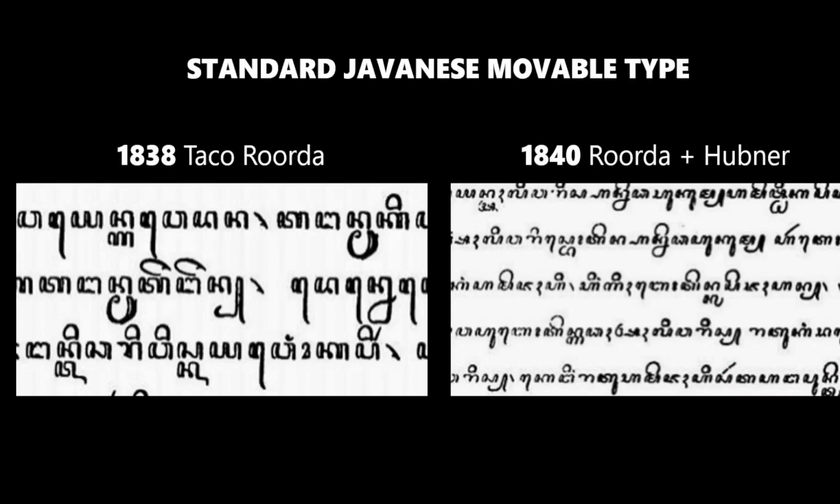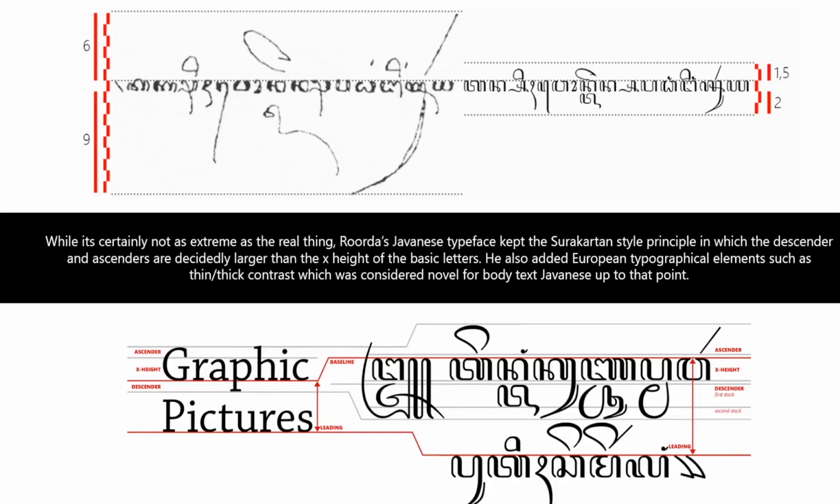His typeface was well received and would become the standard in Javanese publication for the century to come. The proportion and shape of Roder's typeface, in accordance with the wisdom of the age, is inspired by the Surakartan handwriting. While it's certainly not as extreme as the real thing, Roda kept the principle in which the descenders and ascenders are decidedly larger than the x-height of the basic letter.